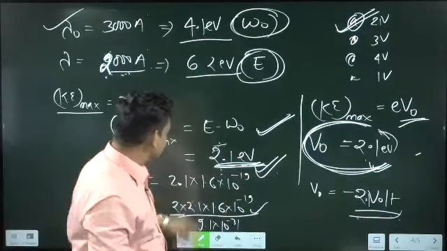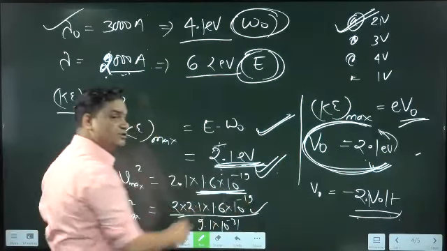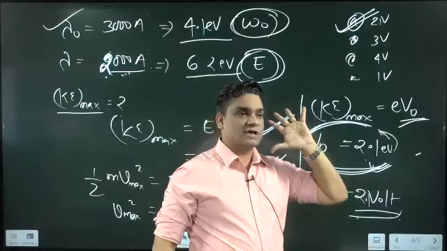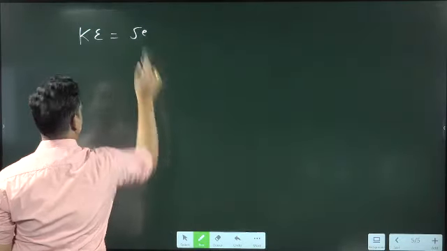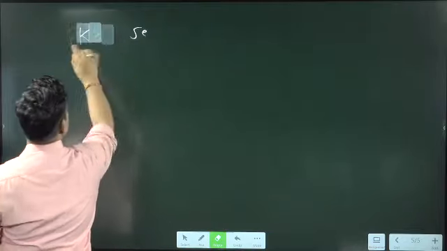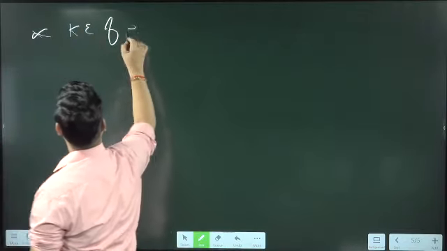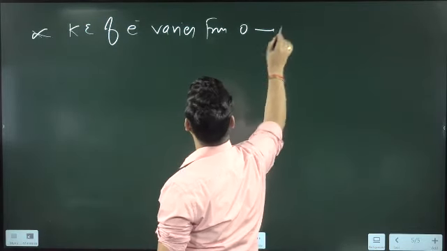K should be changed here? How changed? In this one, when you have to find the velocity, to find the stopping potential you don't have to change it. If kinetic energy is 5 electron volt, I will take a question like this. This point you also have to remember: the kinetic energy of electrons varies from 0 to KE max.